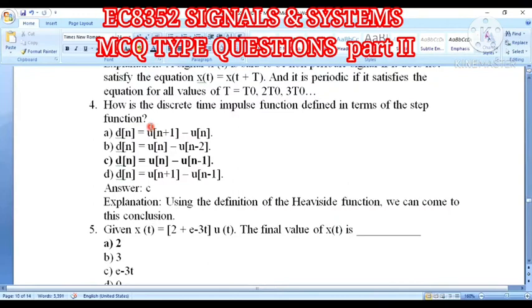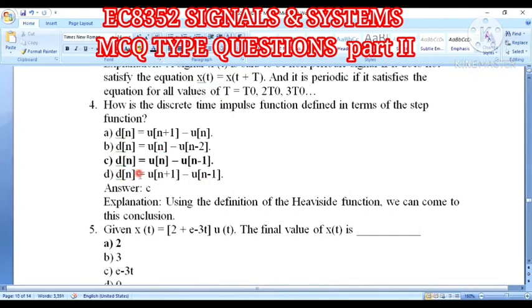Next question. How is the discrete time impulse function defined in terms of the step function? Option A is delta of n equal to u of n plus 1 minus u of n. Option B is delta of n equal to u of n minus u of n minus 2. Option C is delta of n equal to u of n minus u of n minus 1. Option D is delta of n equal to u of n plus 1 minus u of n minus 1. So which one will be correct?